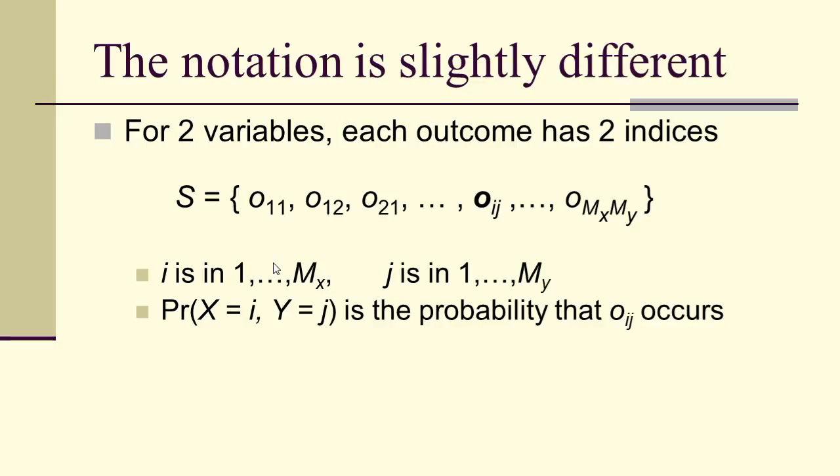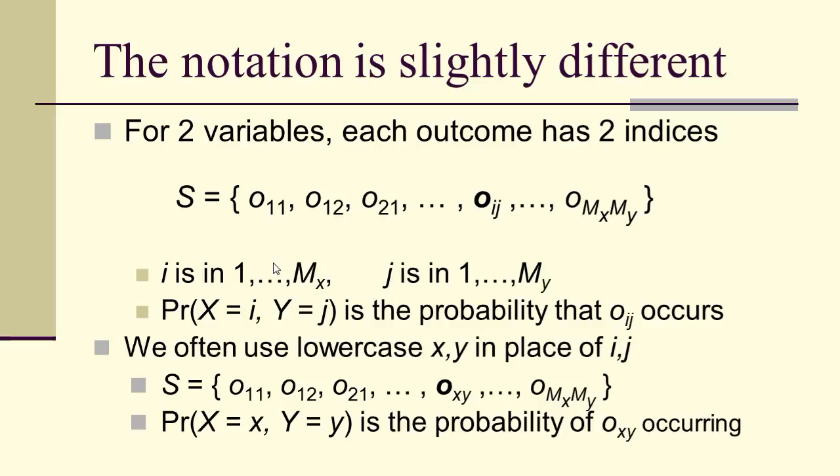So our S would be the set of all outcomes O sub ij, where i goes from 1 up to capital M sub x and j goes from 1 up to capital M sub y. And then the probability that capital X is equal to i, capital Y equals j, that's just the probability that outcome O sub ij occurs.